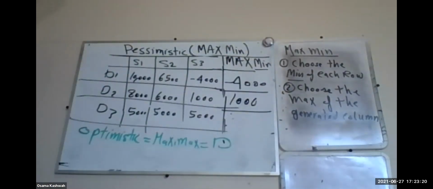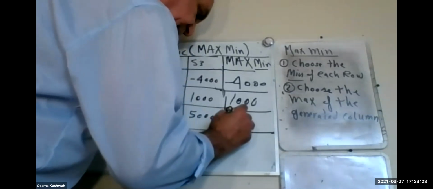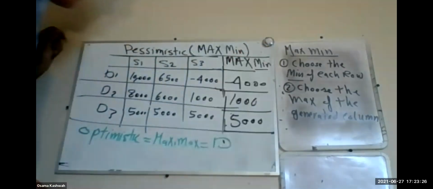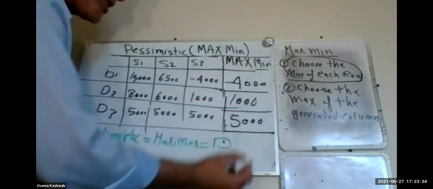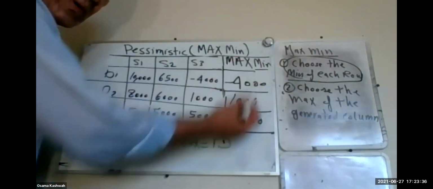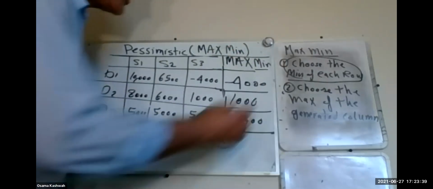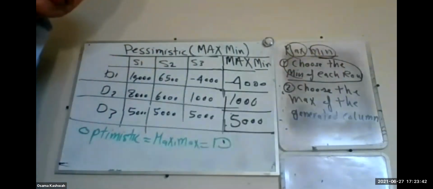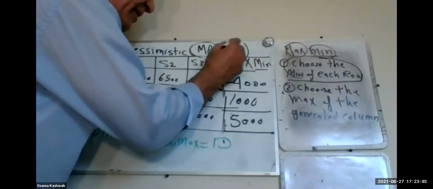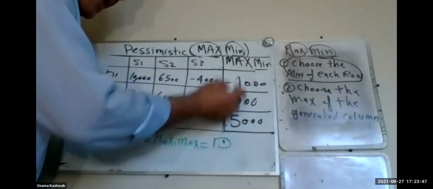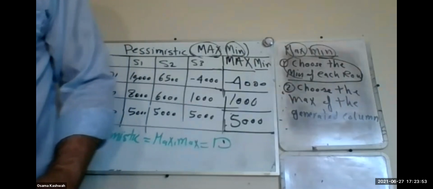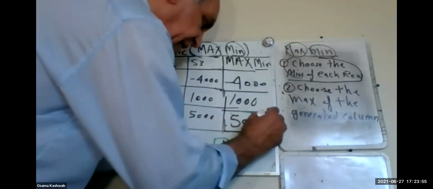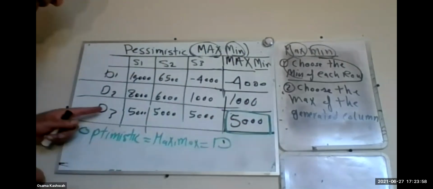The third is the same, 5,000 for all of them. The minimum is the maximum, so you would choose 5,000. Once you choose the minimum, go to the next step. In this column which you created just now, choose the maximum number of it, because it's max of the min. So the max of them in that case will be $5,000, the alternative D3.